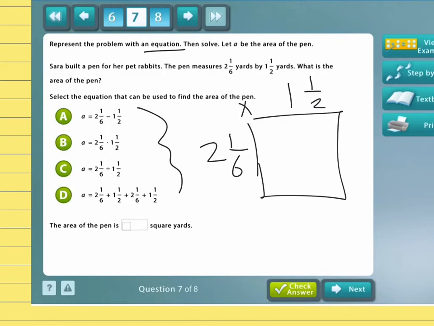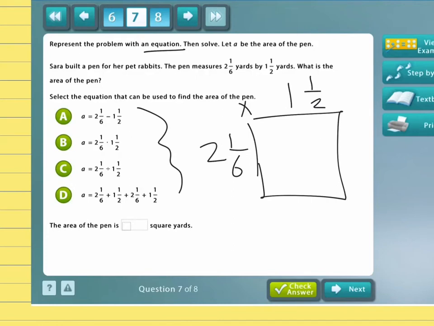So this is not multiplication, that's minus. This one looks right to me. The area is 2 1/6 times 1 1/2. This one here is division, and this is adding. So area is multiplication, length times width. You have the length here, and you have the width. So now we're going to multiply across.